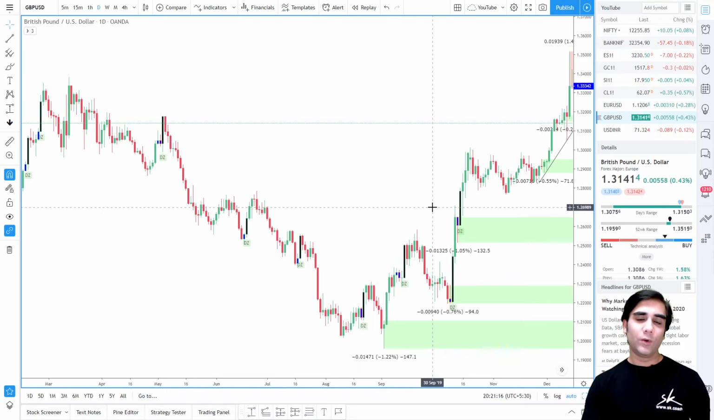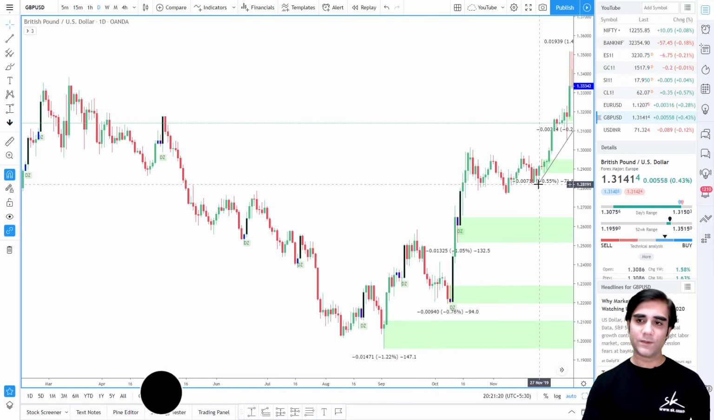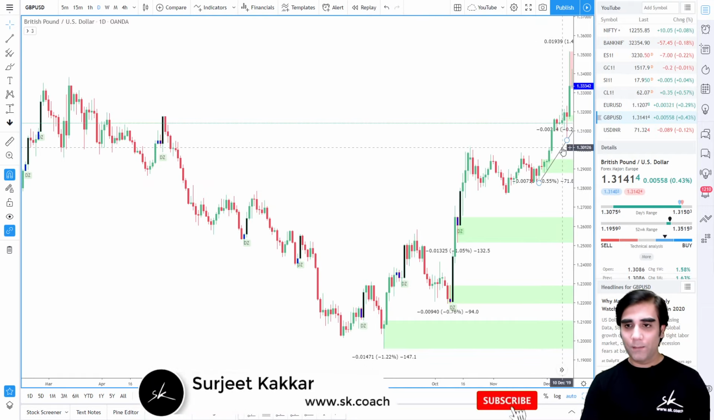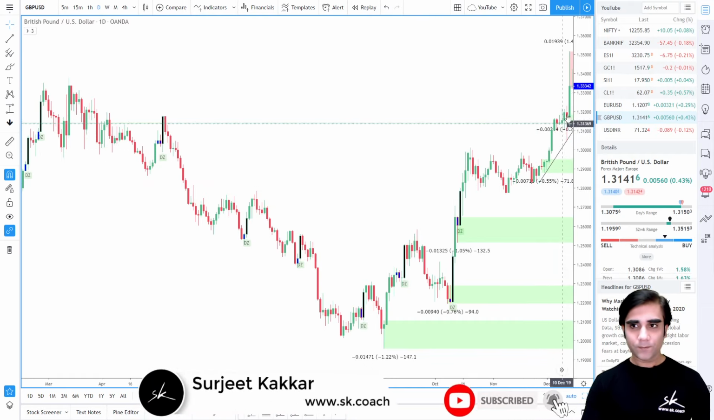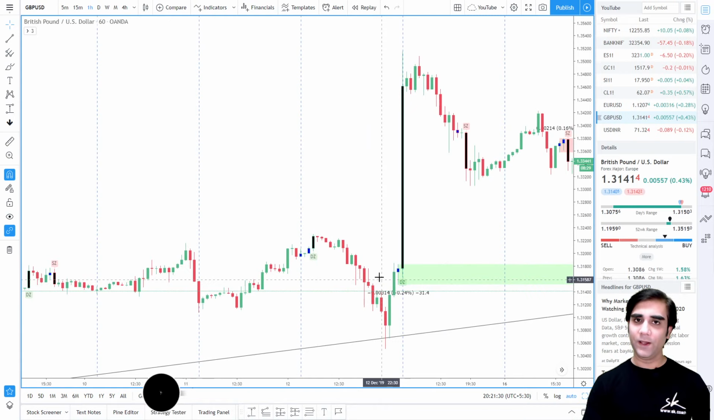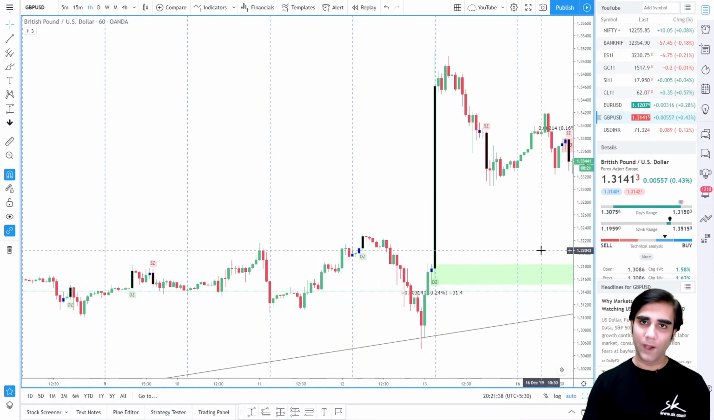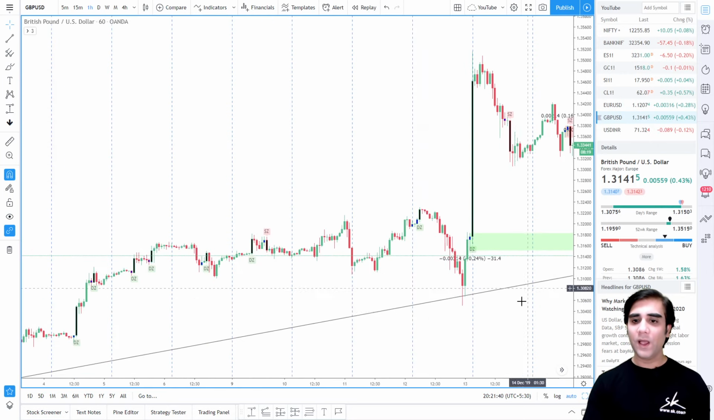Or maybe you're looking at an area of support, that yes, I'm in a markup phase, let the prices come back to an area of support, that is where I would like to buy. But now if you think about it, we were in that markup phase, right? And that was the time we had this demand area. And I told you that even though this looks like one of the best looking demand zones, probably prices won't even give a bounce. It might just go right through it. And that is what happened.